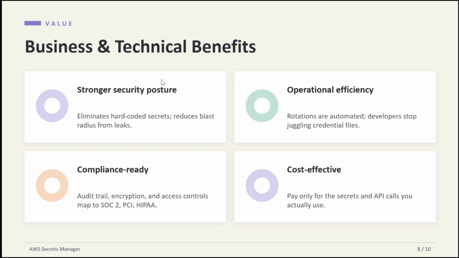So generally, these are the business and technical benefits. This is very secure, and you can also encrypt the key that you are storing using KMS, so it can be double encrypted. It is also very operationally efficient, because if you're doing manual rotation, it's going to be too much manual effort. So Secrets Manager automatically enables a Lambda function to rotate the keys at a regular frequency. So it helps you with operational aspects. Developers also can stop juggling credential files. Instead, they can store it in one place and access it.